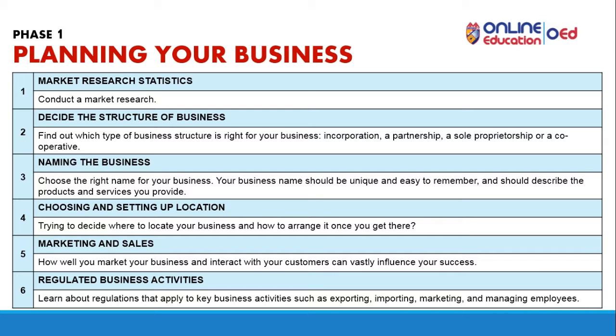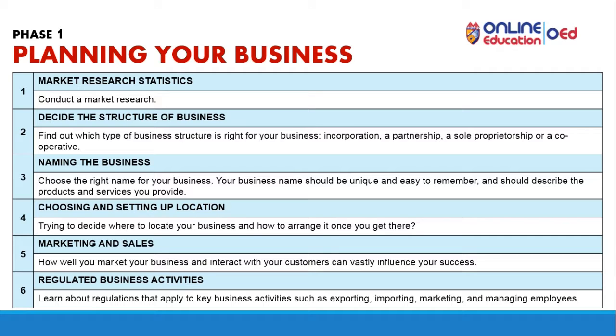So let's move on with the first one, planning your business. We have the steps, rather. First one, market research statistics. Conduct market research if you're going to establish a business, whether it's a sole proprietorship, a corporation, or a partnership. First of all, you have to conduct market research: the location, the people, the consumers, and also the demographics. You have to conduct all of that to ensure that you'll meet your future goals, your financial goals.